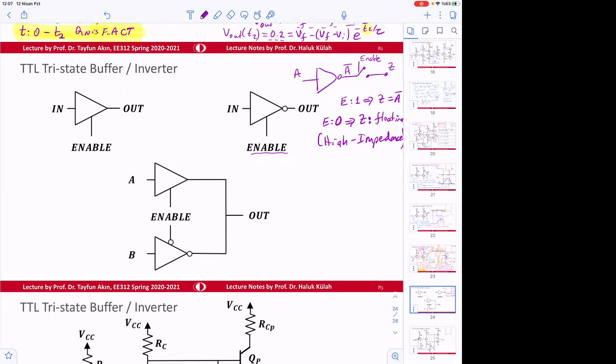Okay, such an element is a very useful element. When we say buffer, a buffer is like two inverters back to back. Okay. So this is a very useful element. In fact, what can you do with this? You can use this as a multiplexer.